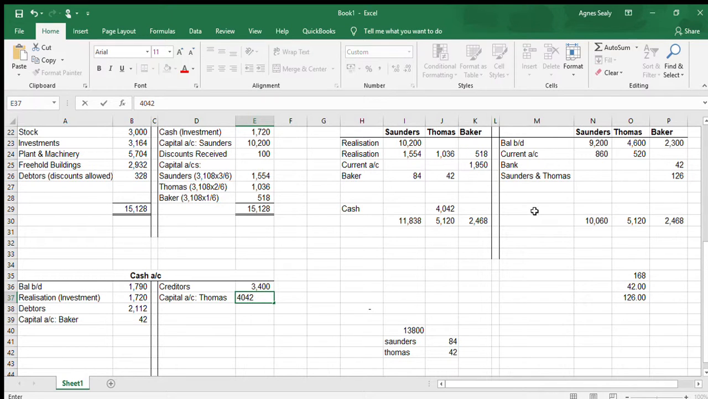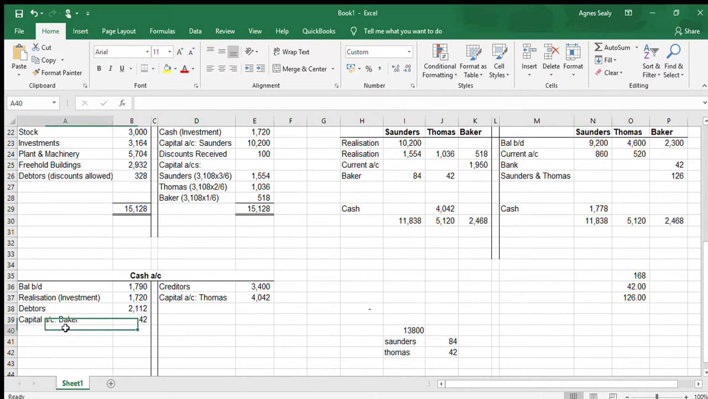We have to calculate for Saunders. So here, Saunders has to pay the partnership $1,778. This is credited in his capital account. So this will be then debited to the bank account.